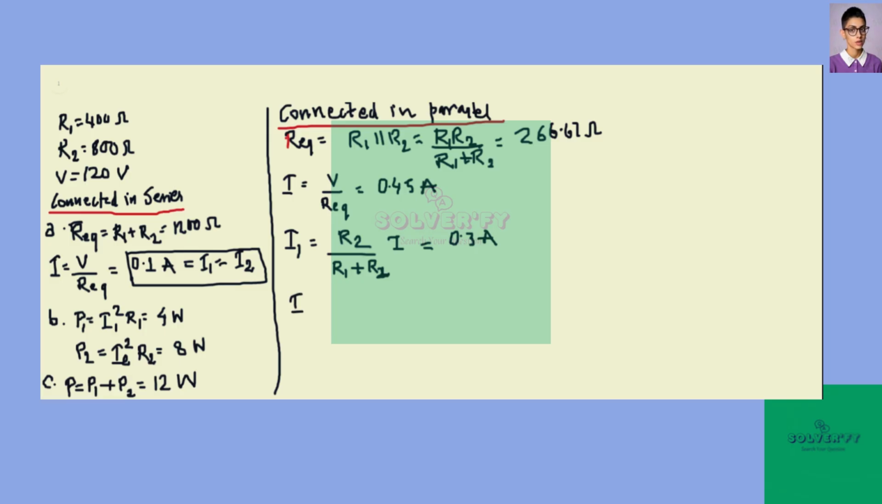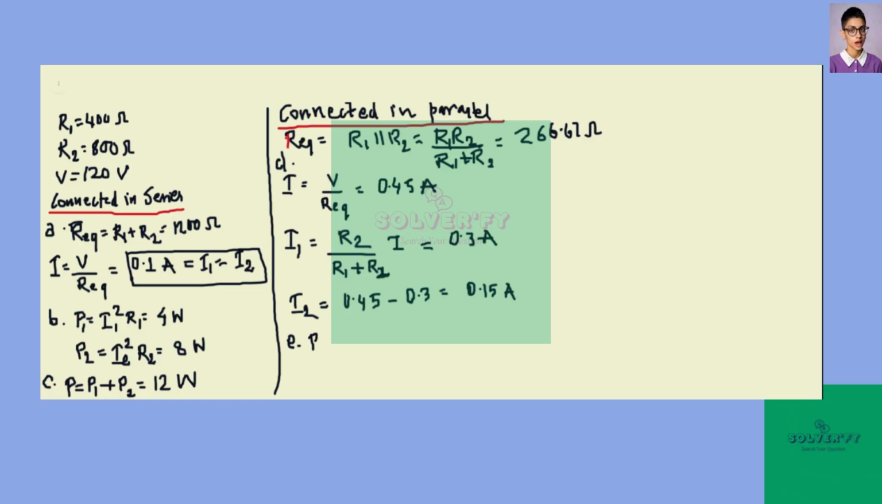Now, similarly, I2 can also be calculated the same way or even an easier way, because the total current was 0.45 and R1 got 0.3. So R2 will get the difference, that is 0.15 ampere. Okay, so we are done with calculating the current across each. So this is part D of the question, right? Now let's move on to part E, that asks us to calculate the power dissipated.